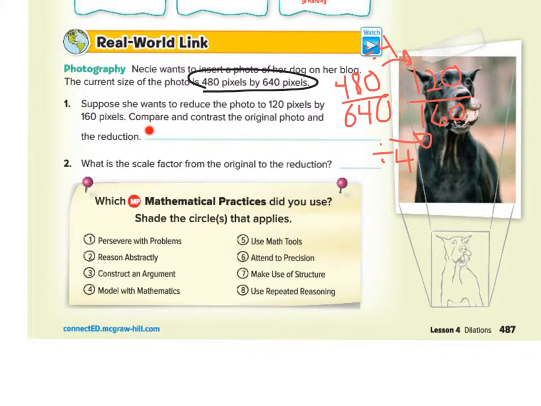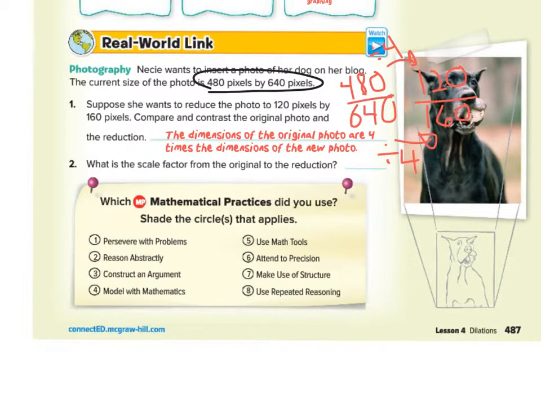So what's the question? Compare and contrast the original photo and the reduction. So what can we say? I would say the dimensions of the original photo are 4 times the dimensions of the new photo, or the pre-image to the image. So what is the scale factor from the original to the reduction? It's 1/4, right? So we literally went down to 1/4. If you were to multiply these values by 1/4, you would get these values.